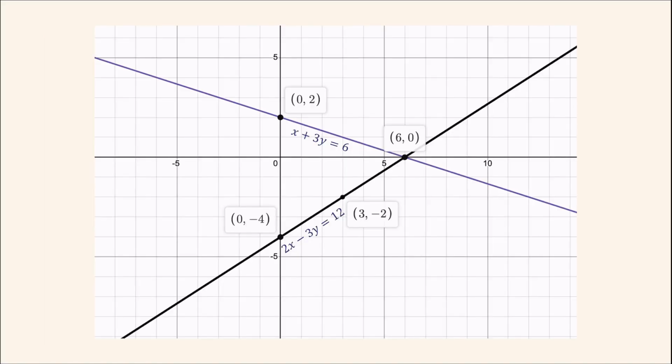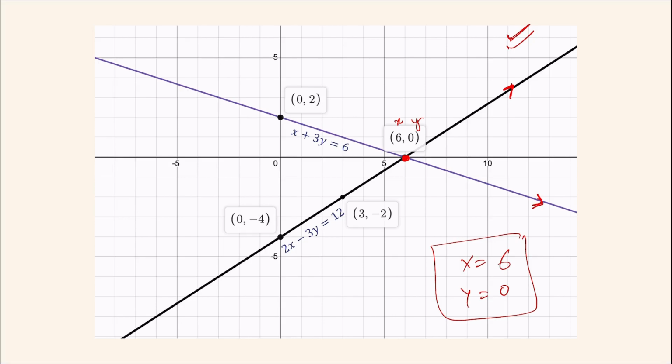So this is what it comes out to be. This purple line is of the linear equation x plus 3y is equal to 6, and this black line is of the linear equation 2x minus 3y is equal to 12. And see, they intersect at a point which has the x coordinate as 6 and the y coordinate as 0. So x is equal to 6 and y is equal to 0 is the solution of these two linear equations in two variables. Okay, so now moving on.